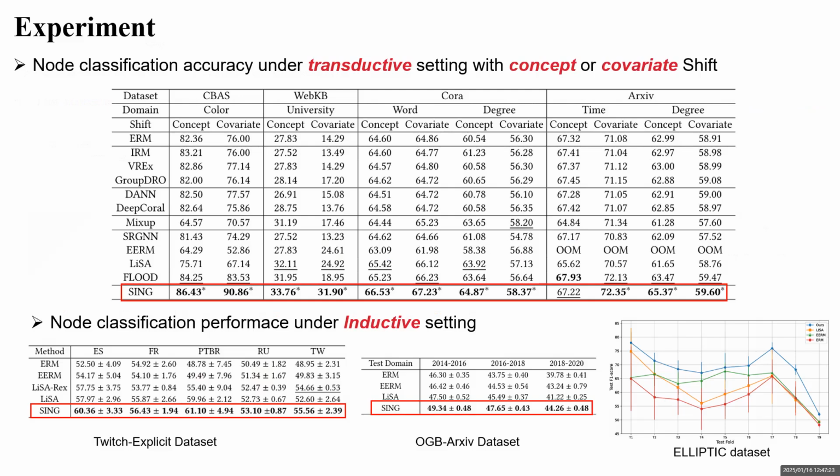We conduct extensive experiments on 4 transductive datasets with concept or covariate shifts and other 3 inductive datasets. The classification results on all datasets demonstrate the effectiveness and the superior OOD generalization ability of our model.